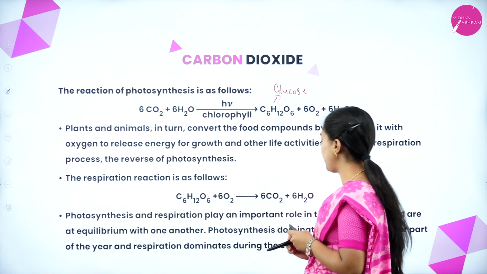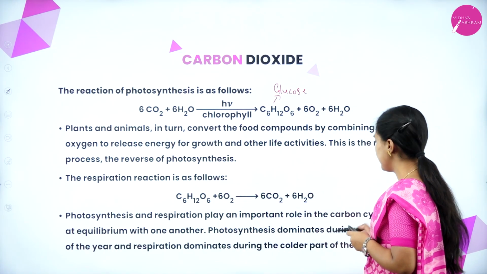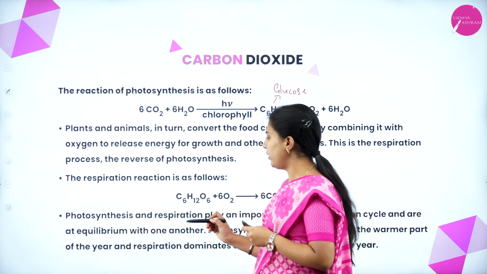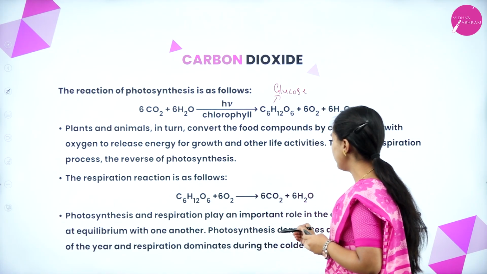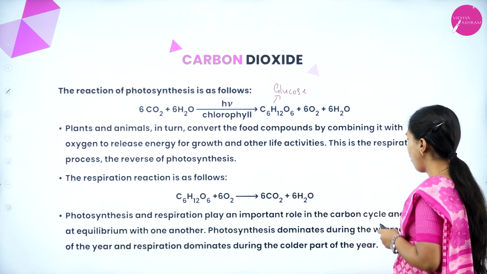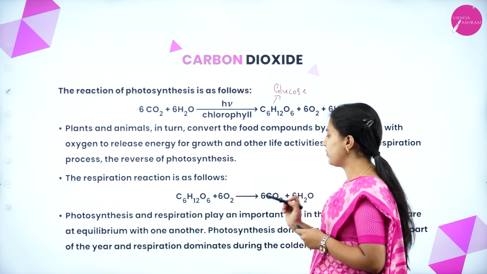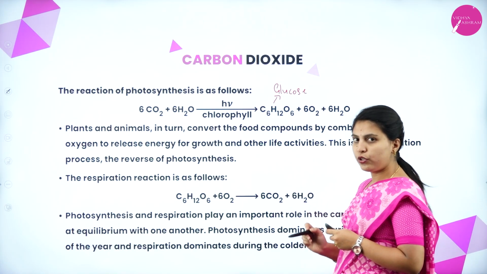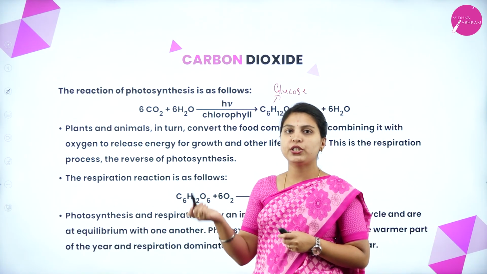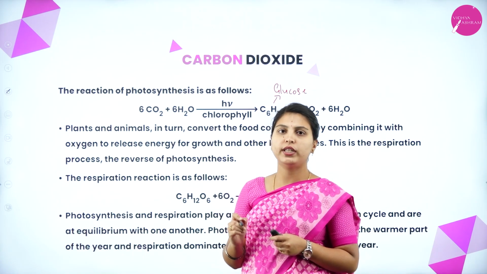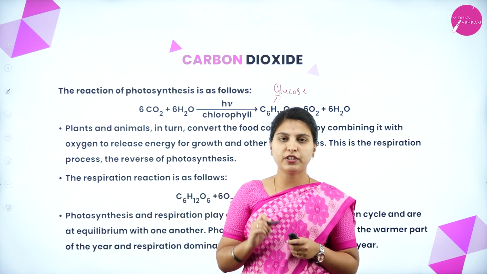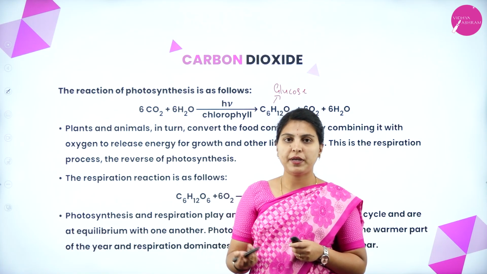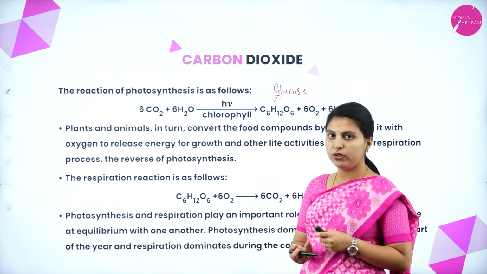Photosynthesis and respiration play an important role in the carbon cycle and are at equilibrium with one another. Photosynthesis dominates during the warmer part of the year and respiration dominates during the colder part of the year. Photosynthesis and respiration play an important role in the carbon cycle. Because of that only we, and other plants and animals, are living.